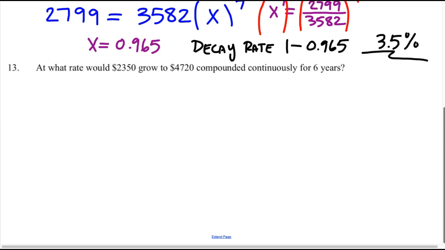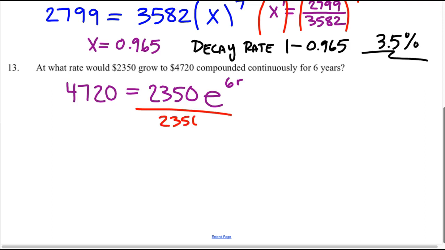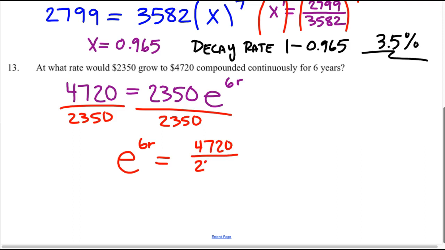At what rate would $2,350 grow to $4,720 if it's compounded continuously for 6 years? So we're growing to 4,720 from 2,350, and it's continuous, so it's going to be e to the 6r. Okay, we're going to have to solve where a variable is in the exponent, so this is going to require a log. Divide both sides by the 2350. And now what that's going to do is get my e to the 6r all by itself, equal to the ratio 4720 over 2350.